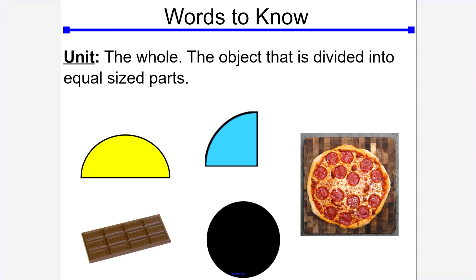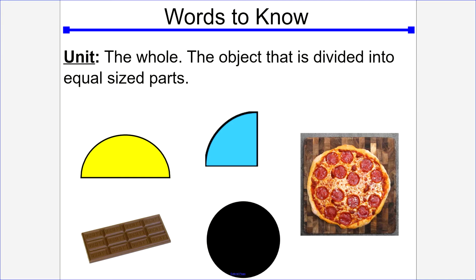You know that the unit is the whole. It's the object that is divided into equal-sized parts. We know that the unit can change, and the unit can be any item that we're breaking into equal-sized parts. When we use our fraction kits, we can use the black circle as the unit, but we could also use any of the other pieces, like we just did in our warm-up.